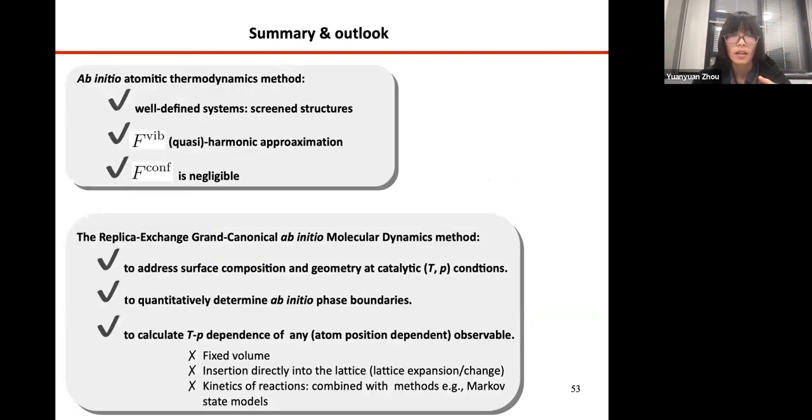Okay, with this, I get to my summary. The ab initio atomic thermodynamic method is a good approximation, as we discussed, at relatively low temperature and low coverage. If your system is well defined, then a screened set of structures, I mean a subset of the structures, is also enough to describe your system.